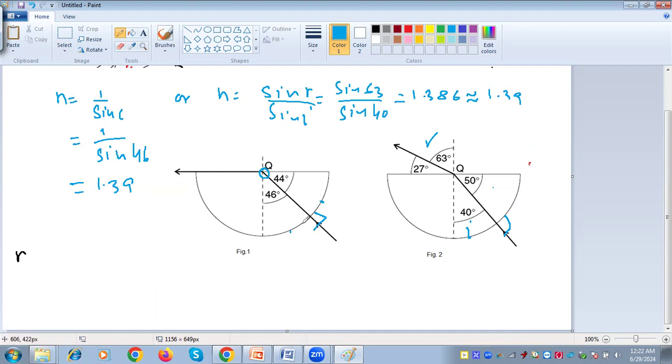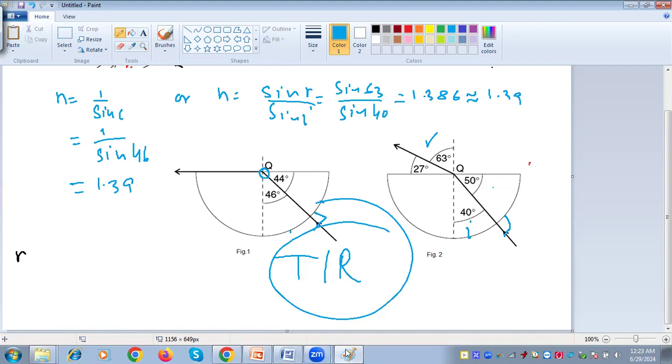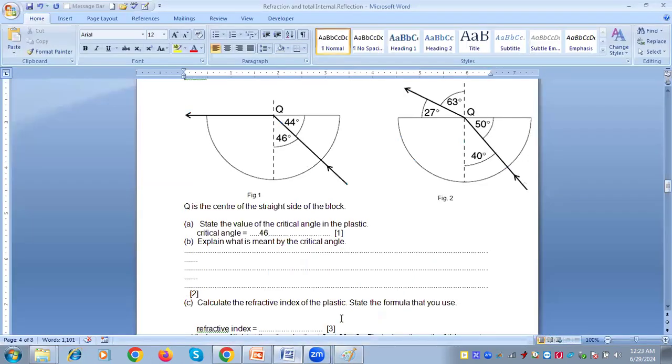Okay, so if you increase it more than 46, what do you guess? What will happen? If the angle of incidence at the center Q is increased more than 46, this will undergo TIR, total internal reflection. Okay, let us see what is the next part.